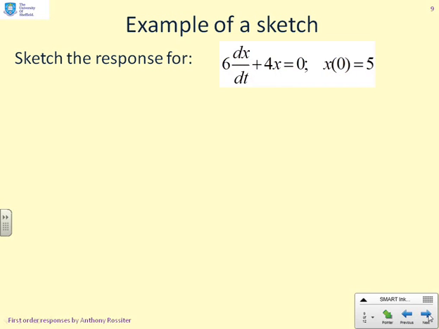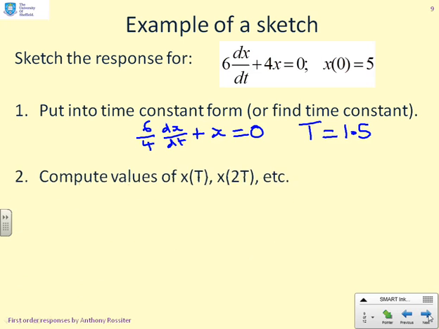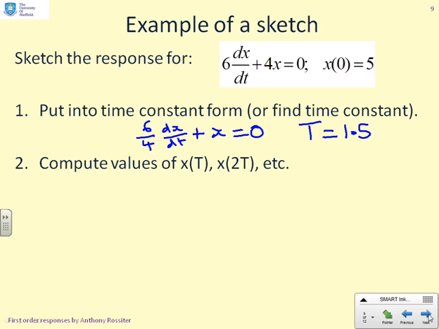So here we go. We've got a system 6 dx/dt plus 4x equals 0, x of 0 equals 5. So how do we go about solving this? Well, step 1, put into time constant form. That's what we said was the first thing to do. So I'm going to write this here. I'm going to end up with 6 over 4 into dx/dt plus x equals 0, and that tells me that T equals 1.5.